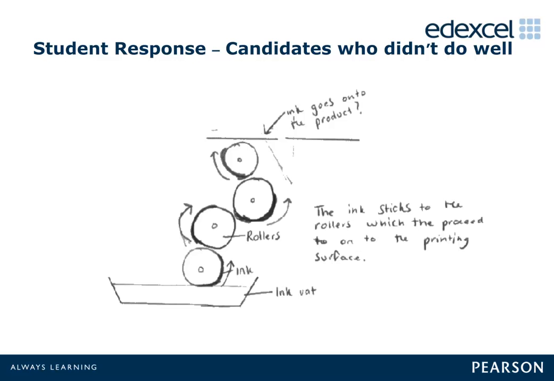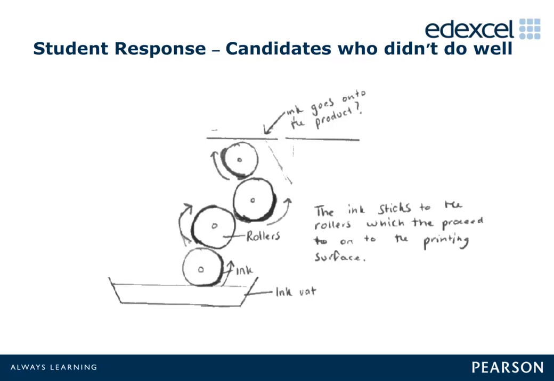This particular response is typical of one made by a candidate who has some awareness of the process of flexography but is inaccurate and does not make effective use of annotations. In this response, the candidate has drawn the correct arrangement of rollers and has identified an ink vat, which is appropriate for 2 marks in total. No further marks are awardable, however, for the following reasons.